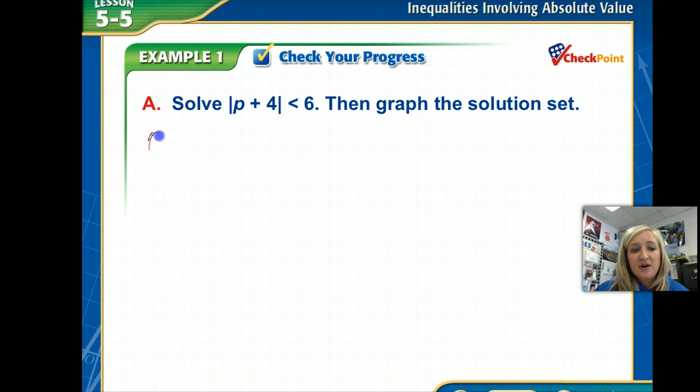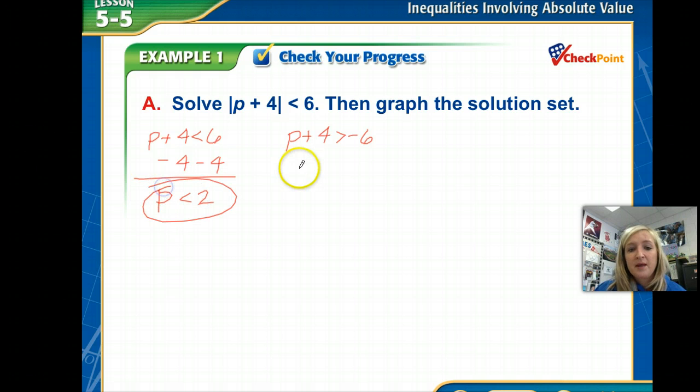All right, I'm going to get started. I get |p + 4| is less than 6. And then I'm going to solve p + 4. I'm going to flip my sign and make my answer a negative to find my two solutions. So I'm going to subtract 4 from both sides. I get p is less than 2. And when I subtract 4 from both sides, I get p is greater than -10.